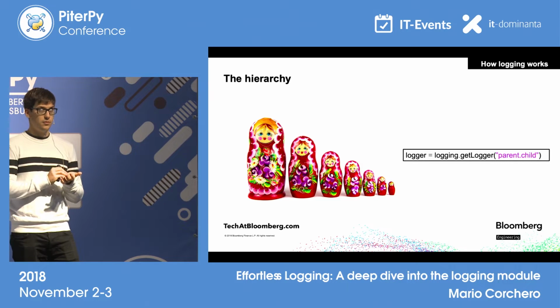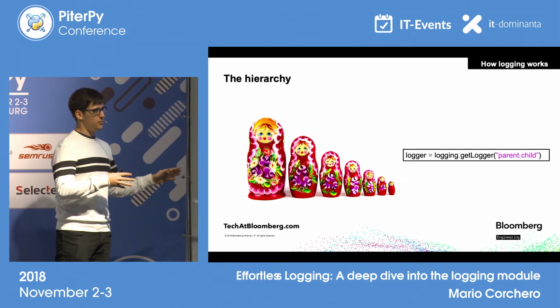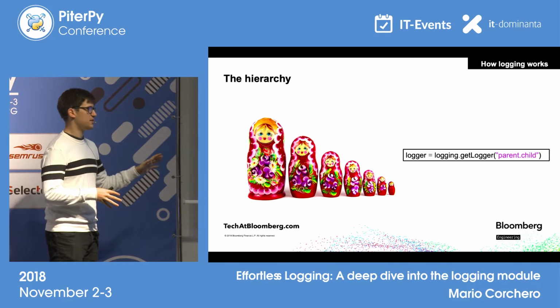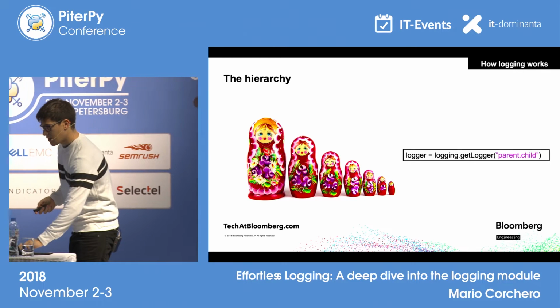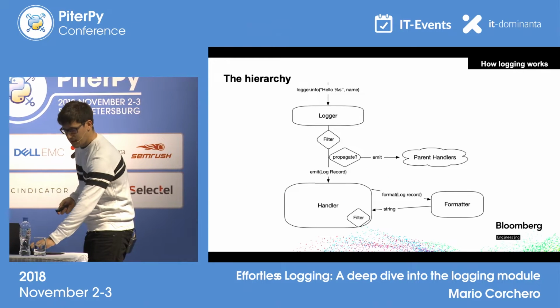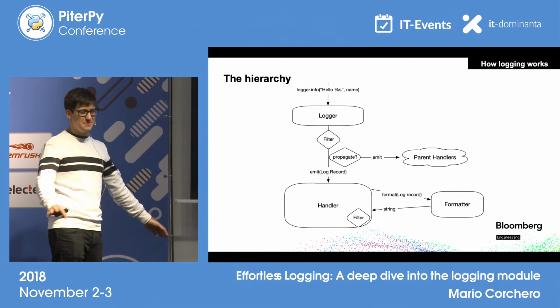It's going to tell the handlers of its parent to emit the record. We'll see in the future what that exactly means, but this is something that most people get confused with when configuring the logging stack. Okay, so we now have an idea, right? We do know now how logging works.